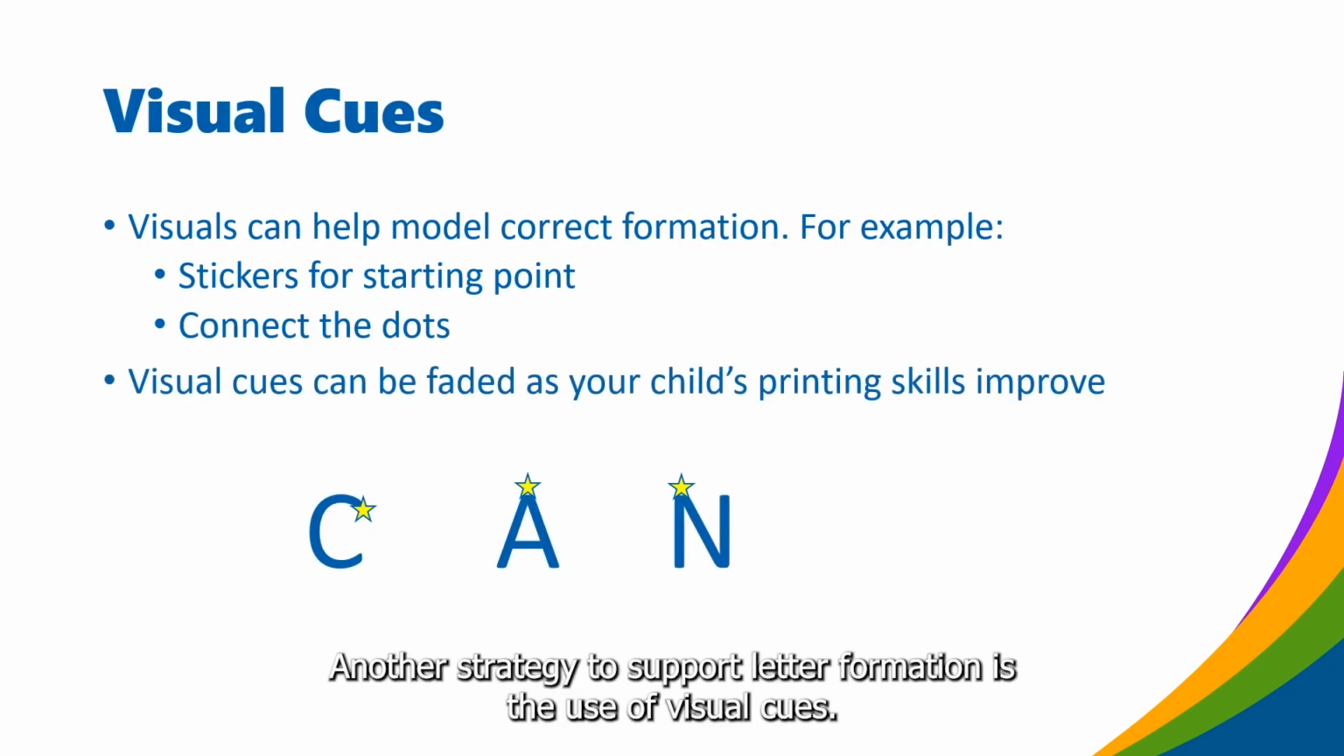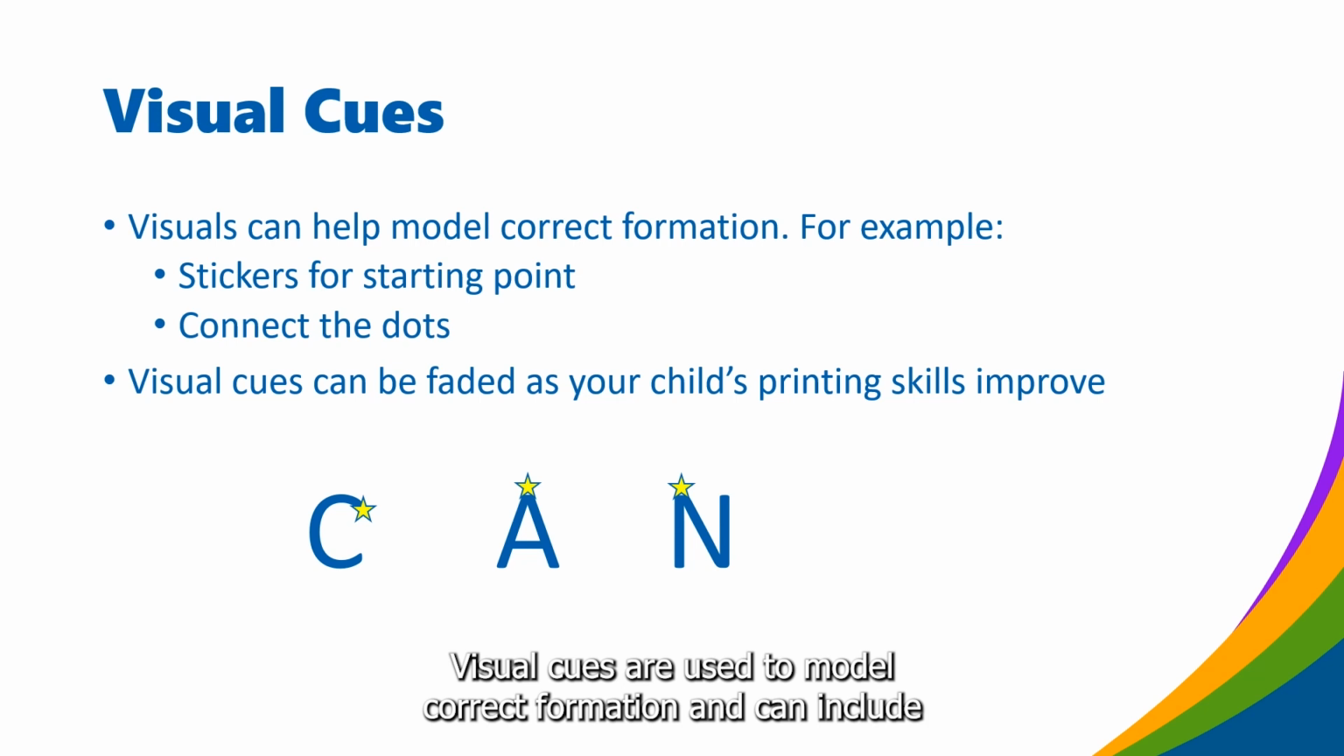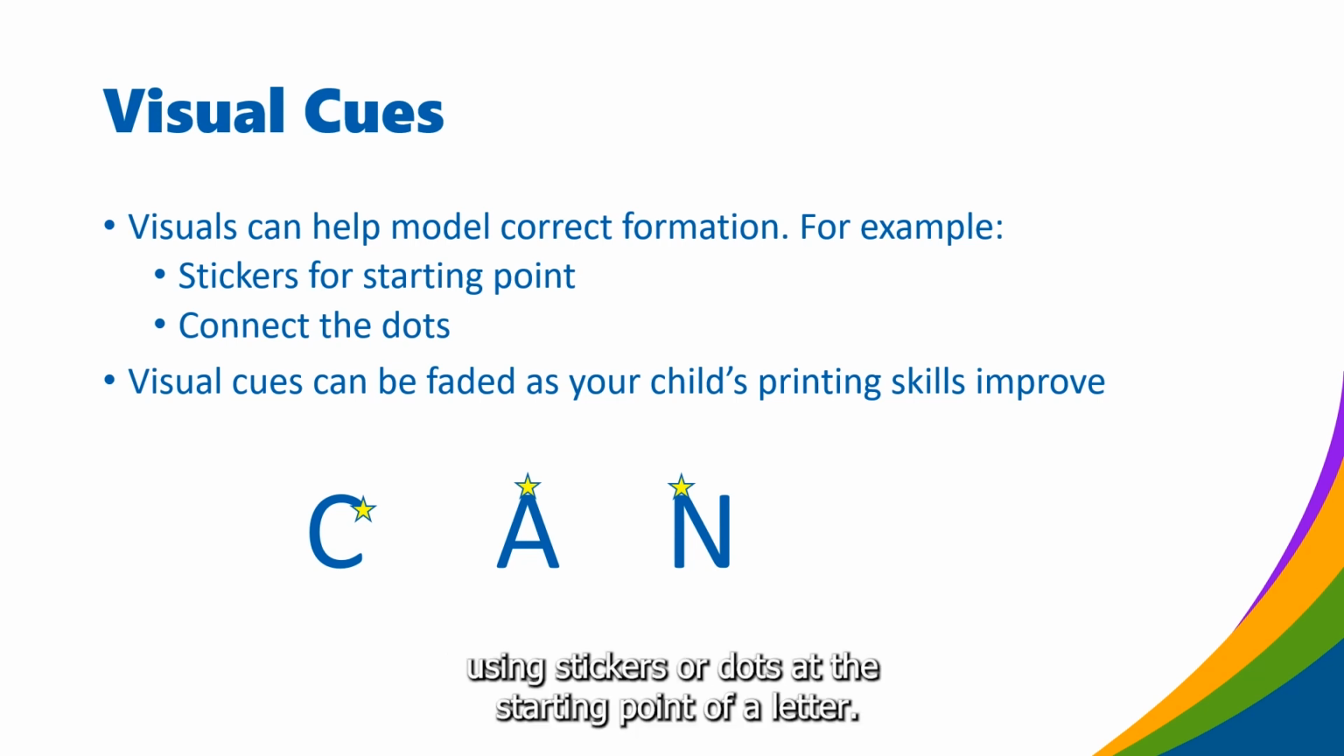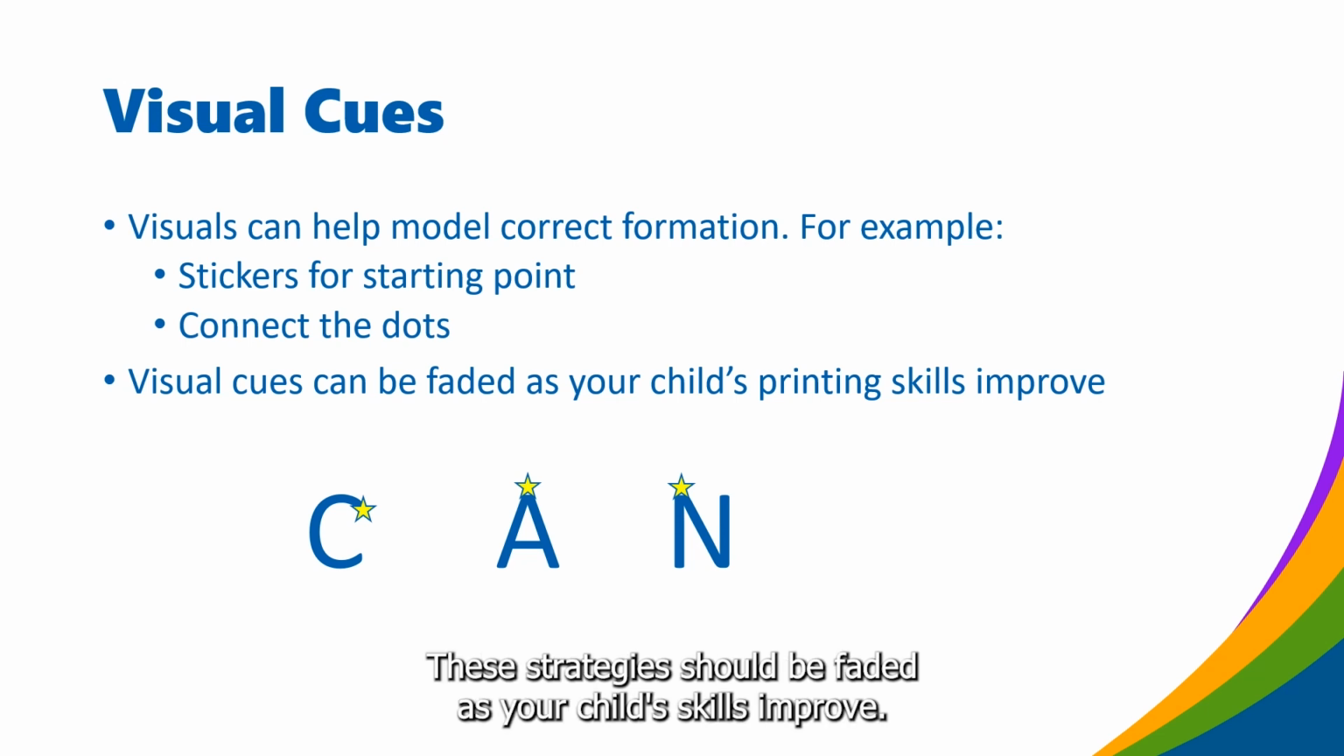Another strategy to support letter formation is the use of visual cues. Visual cues are used to model correct formation and can include using stickers or dots at the starting point of a letter. These strategies should be faded as your child's skills improve.